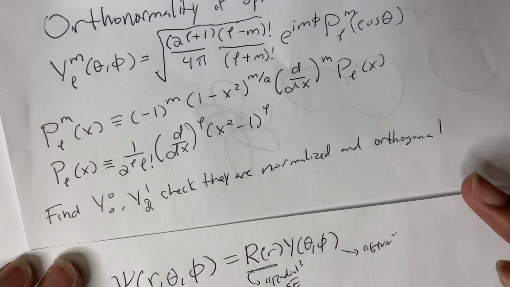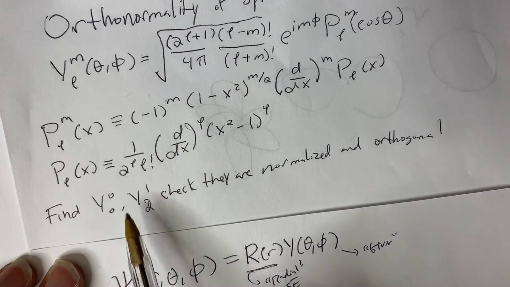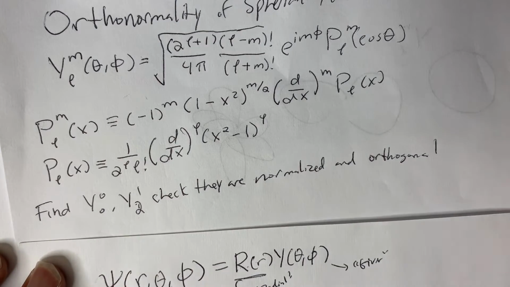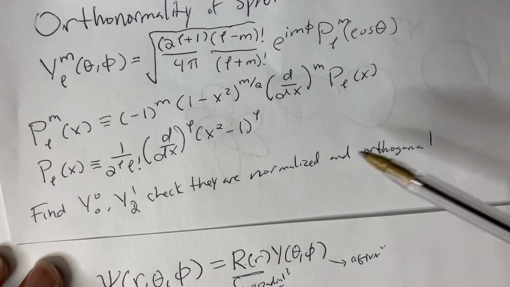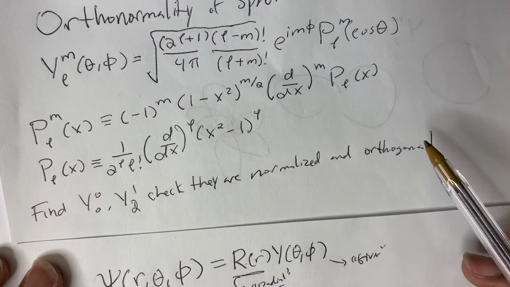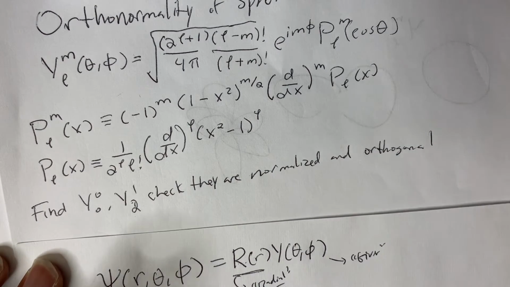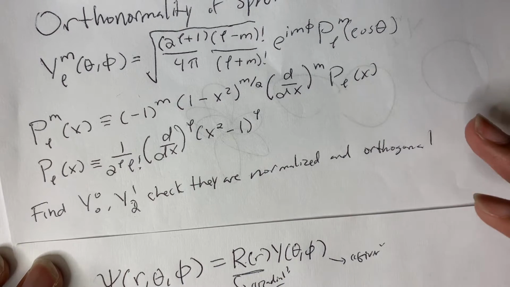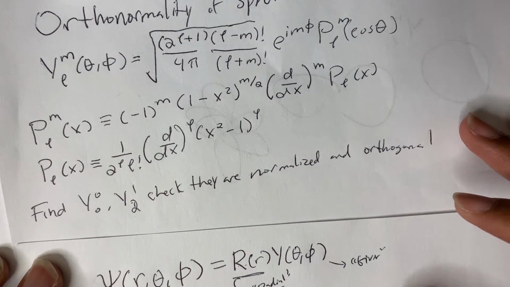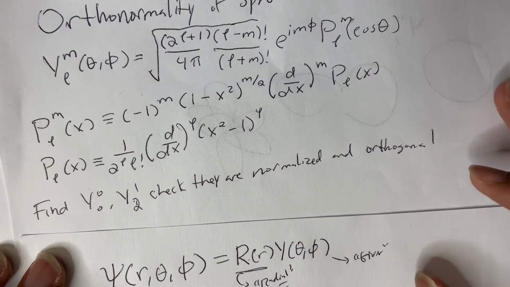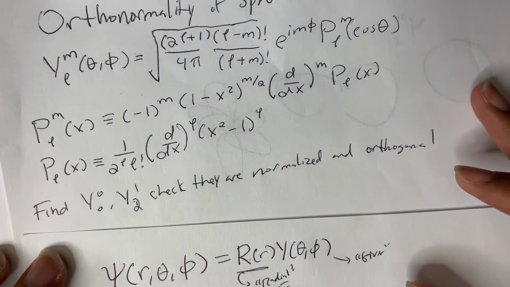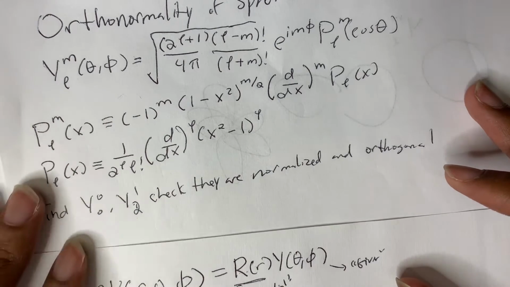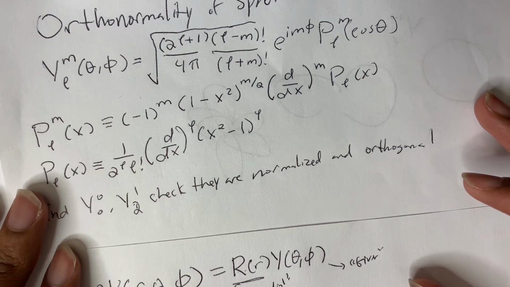And let's test this out ourselves. So let's find Y naught naught and Y one two, and let's check if they are normalized and orthogonal, which just means orthonormal, right? Now, you may find this problem a bit familiar. This is actually a problem from Griffiths' Quantum Mechanics. I strongly recommend that book to anyone that wants to understand quantum mechanics. It's a pretty good one. So yeah, credit to Griffiths for this problem.